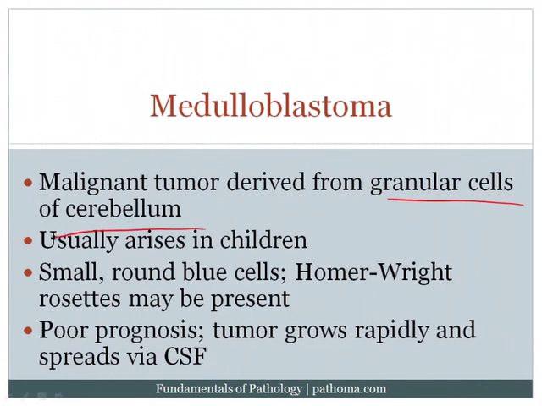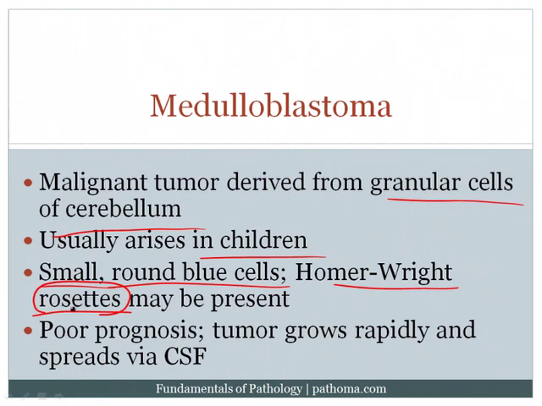Medulloblastoma is a malignant tumor derived from the granular cells of the cerebellum. It's particularly high yield to note that this tumor is derived from neuroectodermal tissue. Board examiners like to ask you that. Usually arises in children. The histology reveals small round blue cells with Homer Wright rosettes. Now, Homer Wright rosettes are when the small round blue cells wrap around pink areas of neuritic processes, and so we call those Homer Wright rosettes because they are forming a rosette around those neuritic processes.